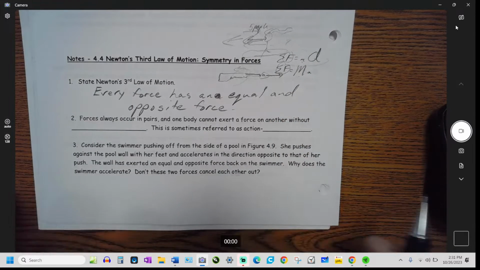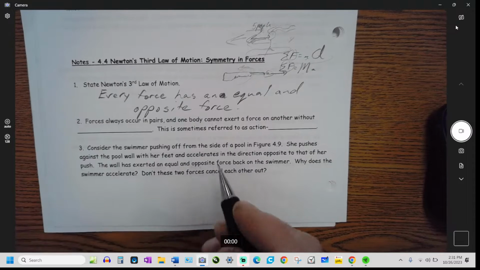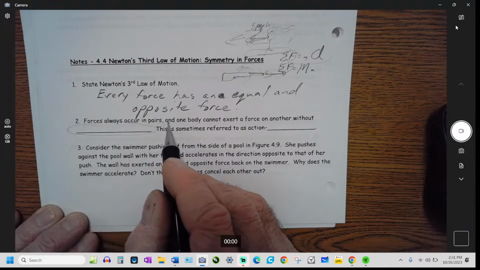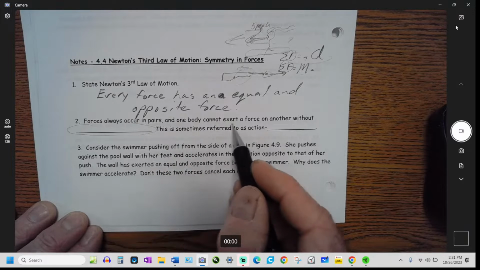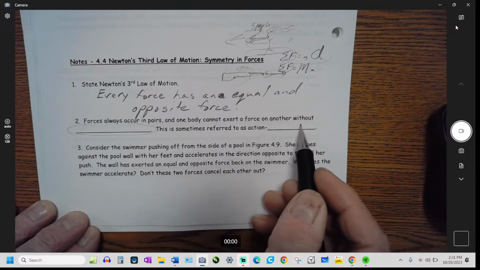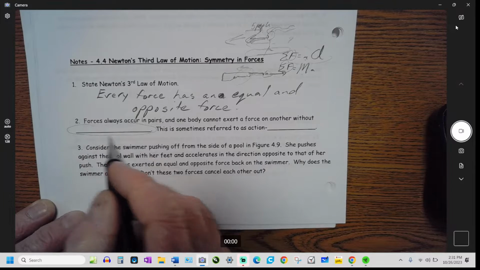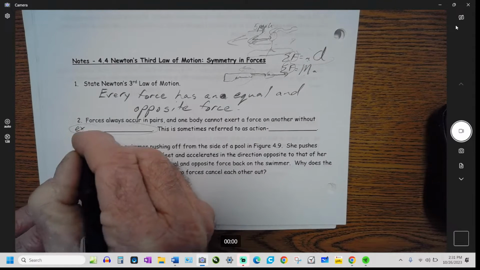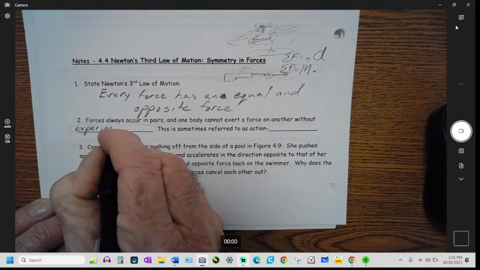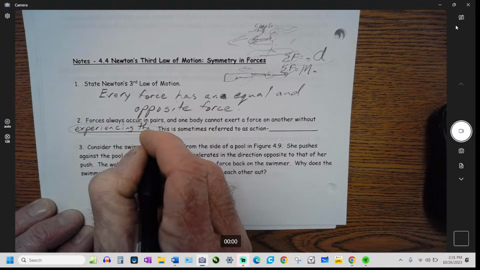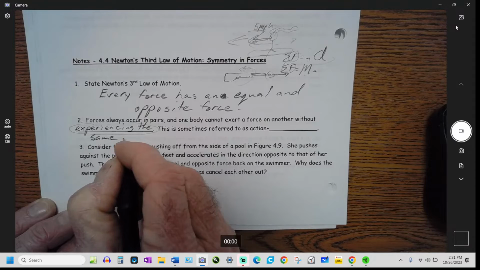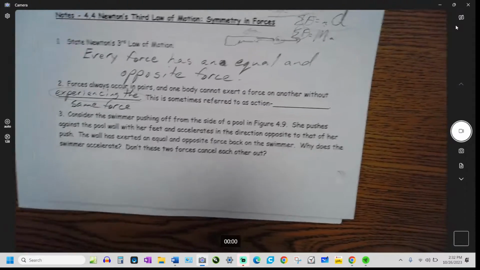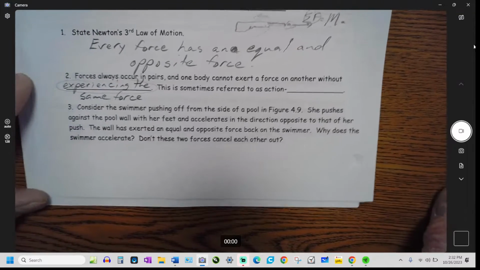So you can't do it. It's undoable. So I was trying to remember what he wants here. It says forces always occur in pairs. One body cannot exert a force on another without experiencing the same force. So you can't exert a force on something else without feeling that same force.